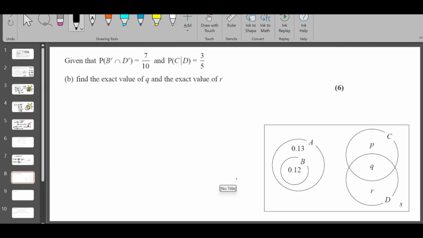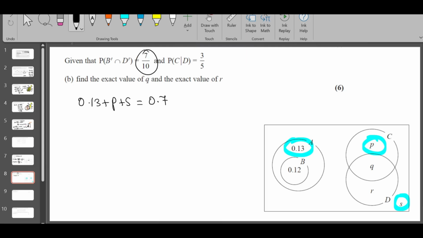Okay, part B now. Given that B complement intersection D complement is 7 over 10. B complement is everything outside B, D complement is everything outside D. So the intersection of these two will be this, this and this. So 0.13 plus P plus S is 7 over 10. So P plus S will be 0.7 minus 0.13. You'll get 0.57. Take it as equation 1.